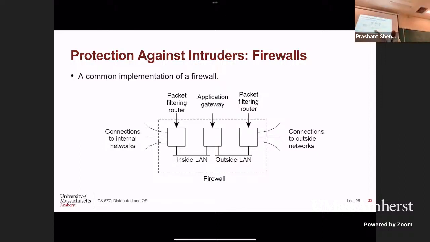Incoming traffic can be filtered. This is called filtering. Outgoing traffic can be filtered as well. So you can put in all of these rules and then figure out what comes in, what goes out, which ports are open, which ports are closed, and so on.